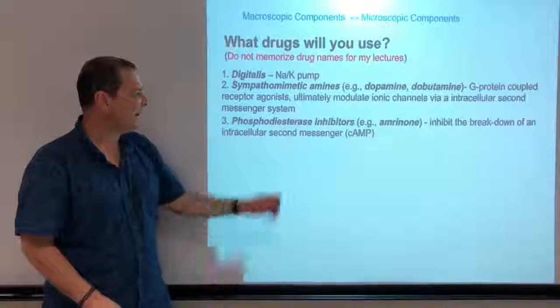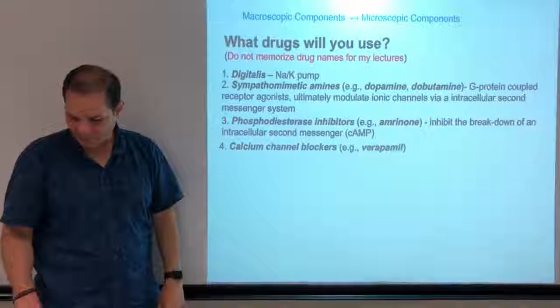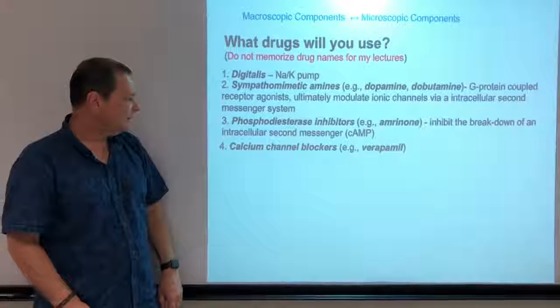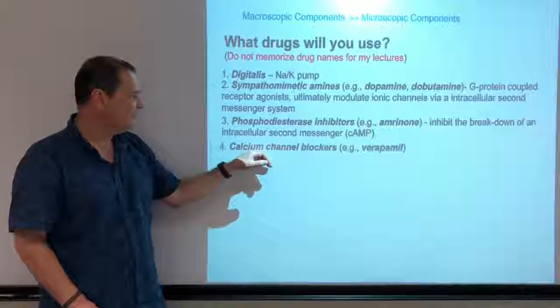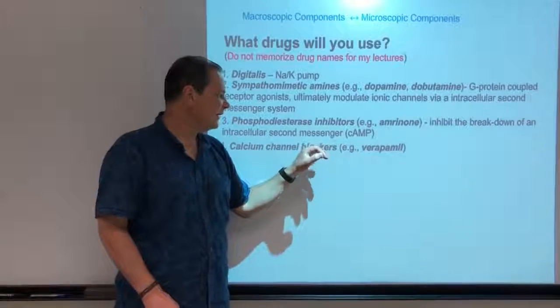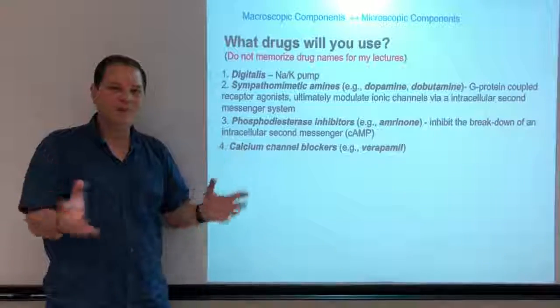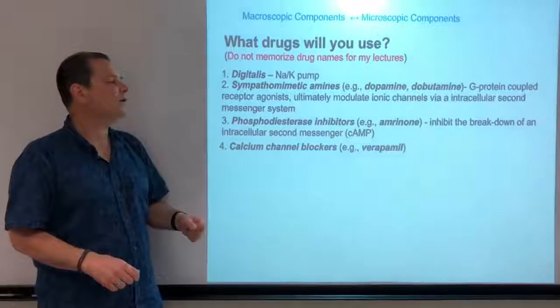Phosphodiesterase inhibitors like amrinone inhibit the breakdown of cyclic AMP. We will talk about that in great detail. Calcium channel blockers, as I mentioned in the first video: calcium causes an increase in force of contraction. That causes your stroke volume to go up. That causes your cardiac output to go up.